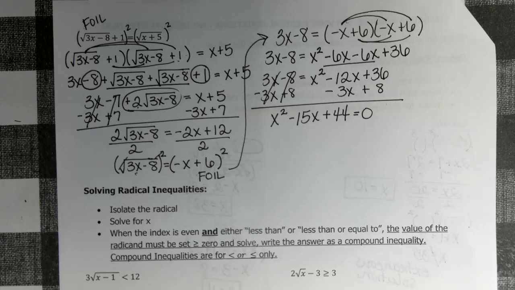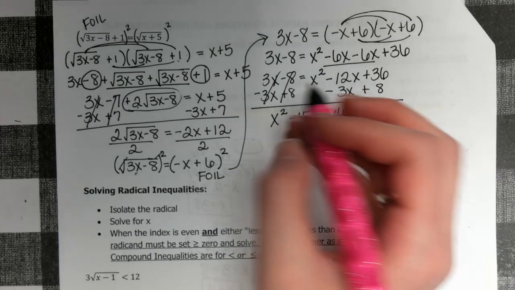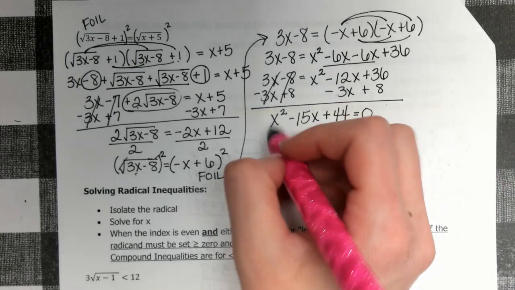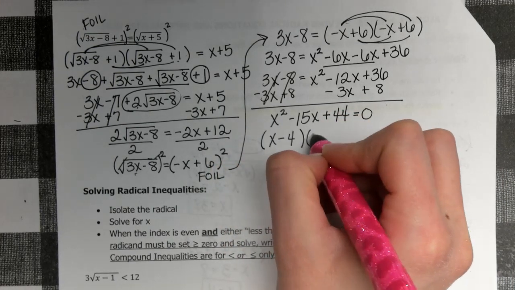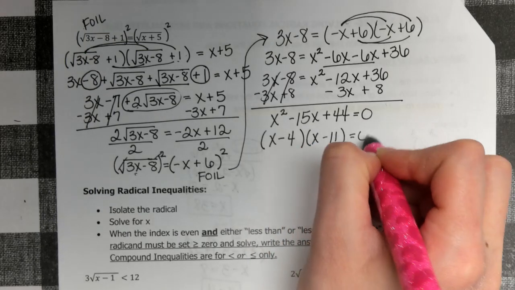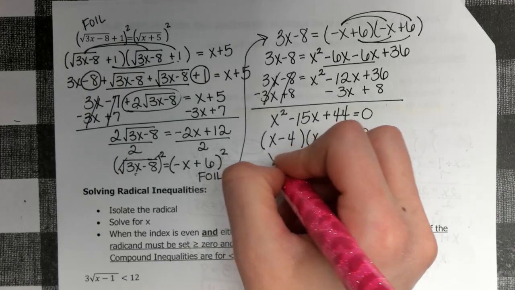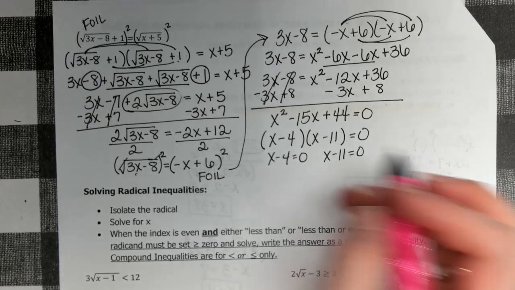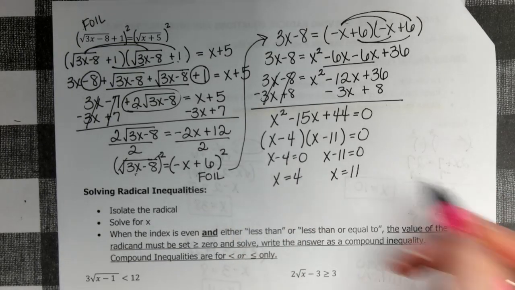Y'all follow me? Okay. So factors of 44 to give me 15. 4 and 11. Same sign. So x, what sign is it? Minus. So x minus 4 equals 0 and x minus 11 equals 0. X equals 4. X equals 11.